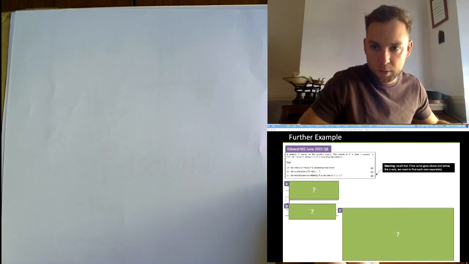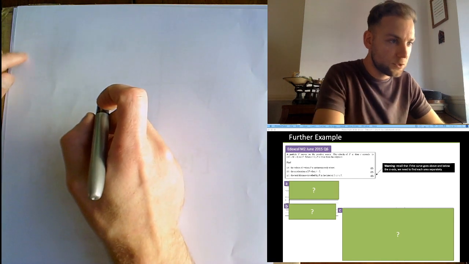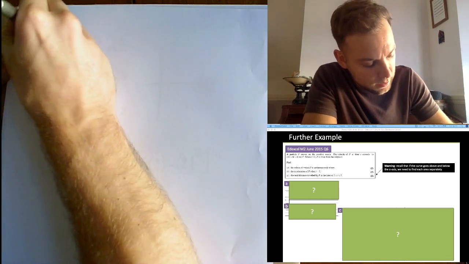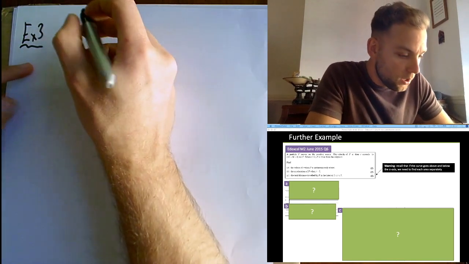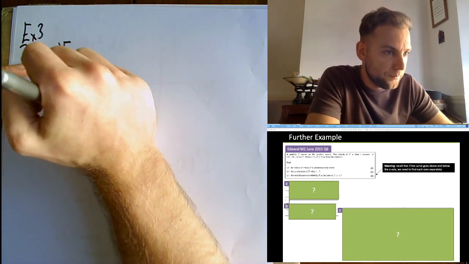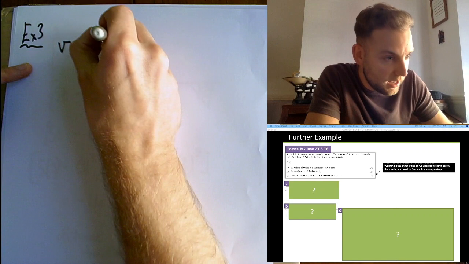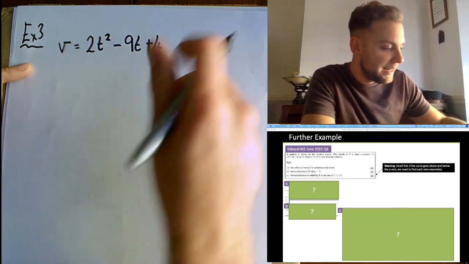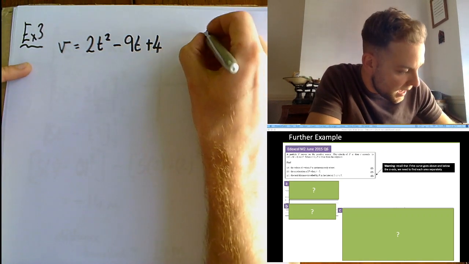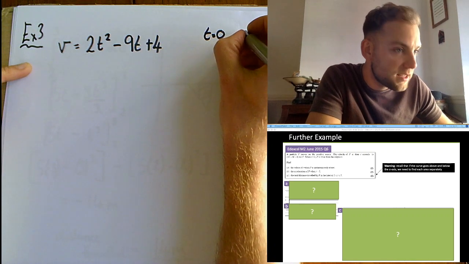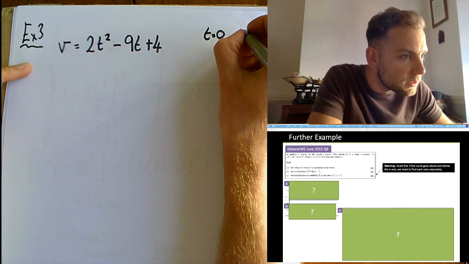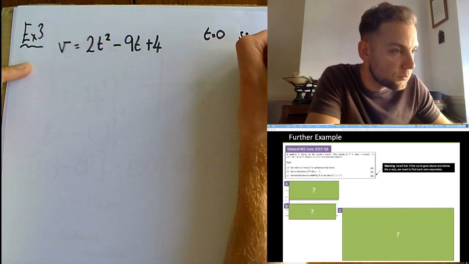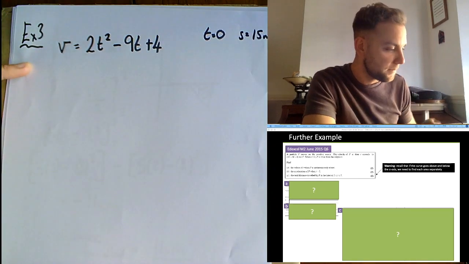Okay, so I am going to have a go at this question as well. So what are they giving us here? This is example 3. They are giving us the velocity, which is equal to 2t squared minus 9t plus 4. They're giving us the initial state: when t is equal to 0, P is 15 meters from the origin. So the displacement is equal to 15. That's my initial state.